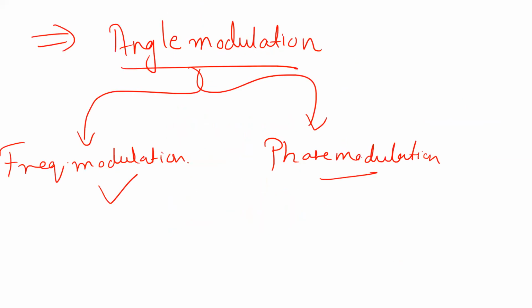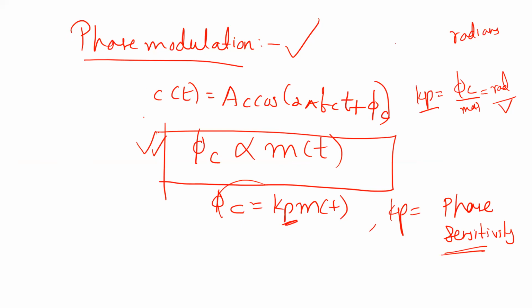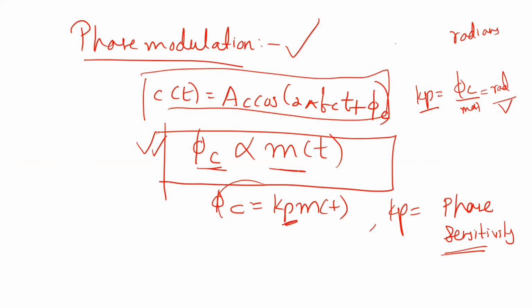Then we learned about angle modulation. Angle modulation can be of two types, the frequency and the phase modulation. This is the standard carrier signal, c(t) equals Ac cos 2 pi fc t. What happens is that phi of c is equal to m(t). Let's say phi is equal to Kp into m(t), where Kp is the phase sensitivity, where Kp is given as radian by volts.